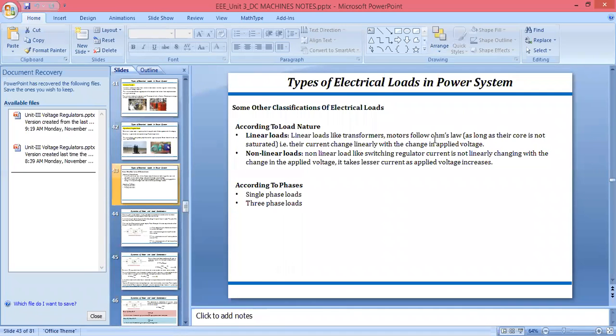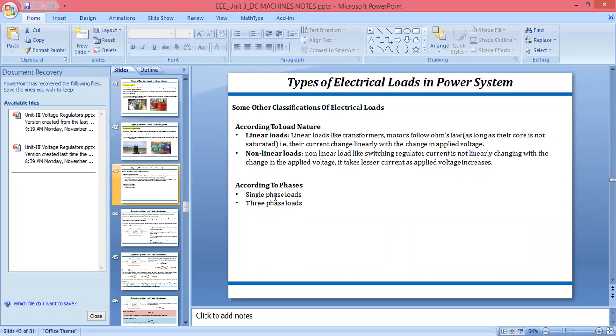Some other classifications of the electrical load. When we are classifying the electric load, this depends on how we are using that electric load: on the domestic level, the industrial level, or the agriculture level, or whether we are using it as a resistor or capacitor. Again, we can classify these electrical loads on the type of load nature, and we can classify electrical load on the type of phase.